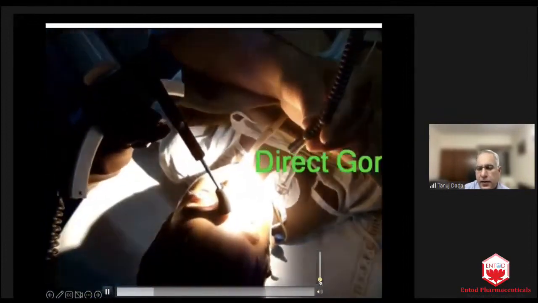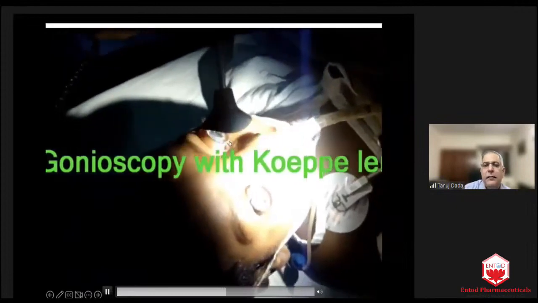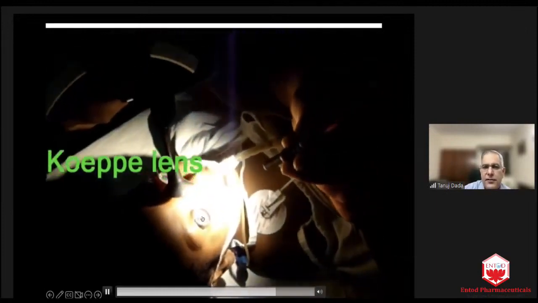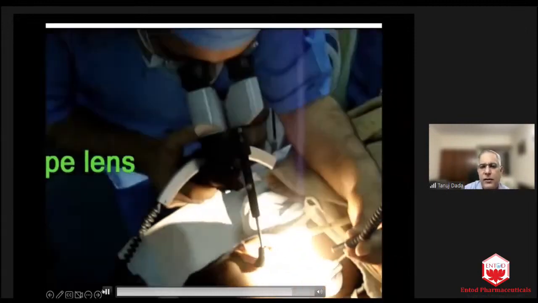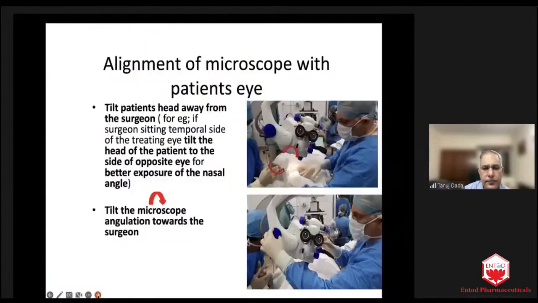And this is another technique. This is the Koeppe lens. Here a handheld slit lamp is being used and you can put the Koeppe lens in both the eyes and compare one eye with the fellow eye. So this is a handheld slit lamp. Patient is intubated. This is examination under anesthesia. And you can also do it under the microscope. So these are the different techniques of how to do gonioscopy.